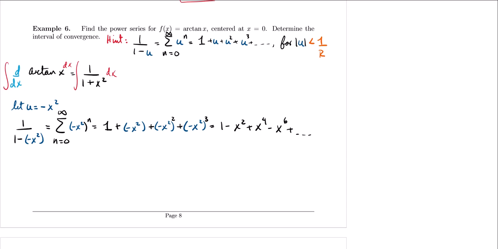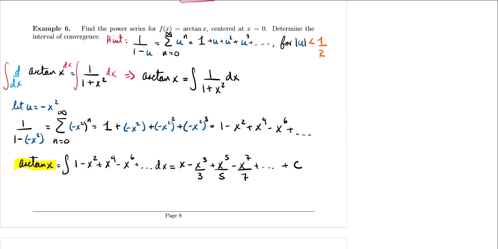And now we know that the arctan is the integral of 1 over 1 plus x squared. So now all we need to do is figure out what the antiderivative is for 1 minus x squared plus x to the 4th minus x to the 6th and so forth. At this point, I'm just going to go ahead and figure out the integral, and we get arctan of x equals x minus x cubed over 3 plus x to the 5th over 5 minus x to the 7th over 7. We would keep on adding terms, and then the c, our constant of integration.